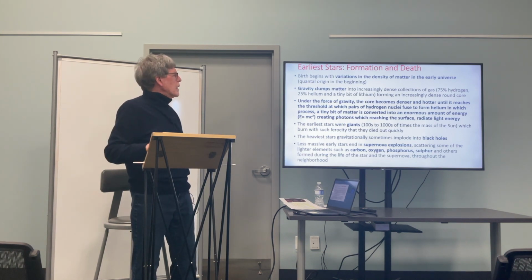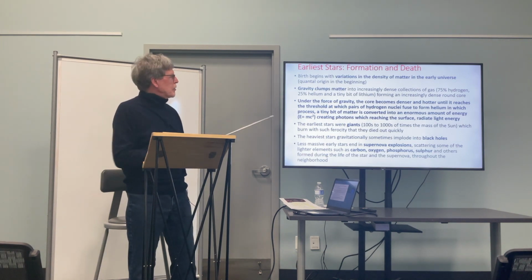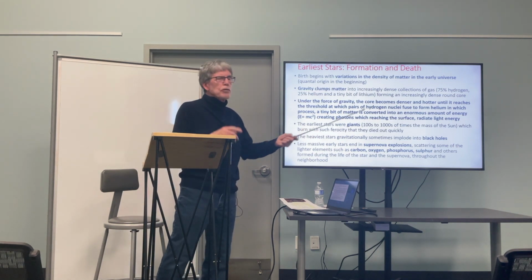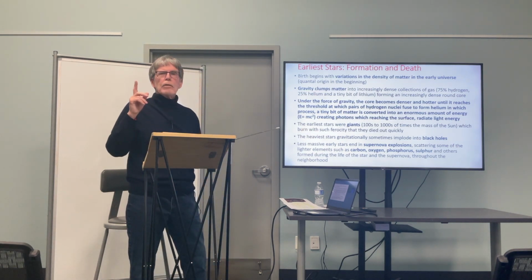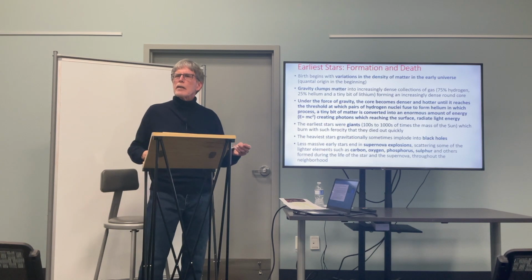then the formation of a star. Some of those stars were giants. Look at that, hundreds to thousands of times the size of our sun. Our sun is actually a piddly star. It's on the low end of the range.